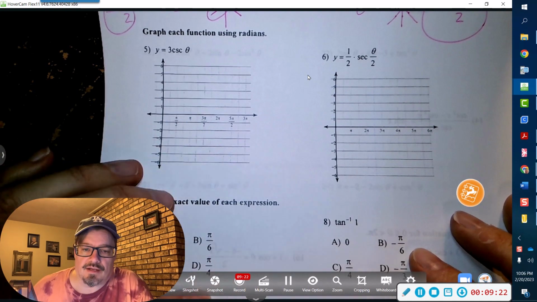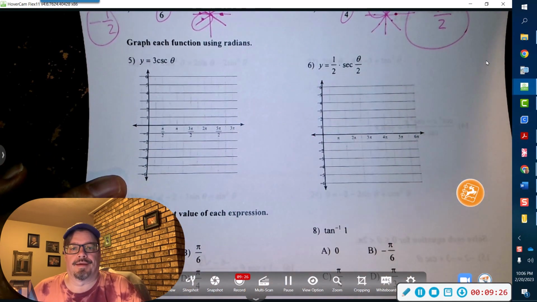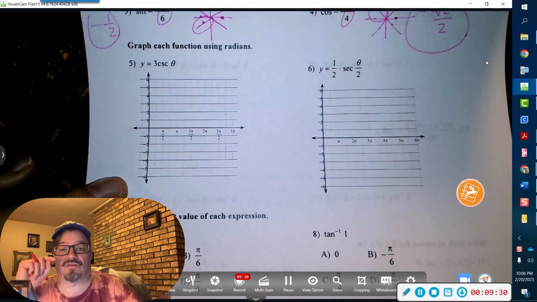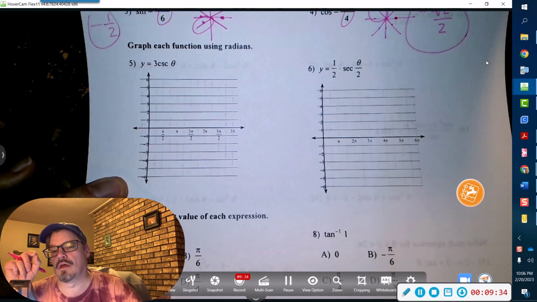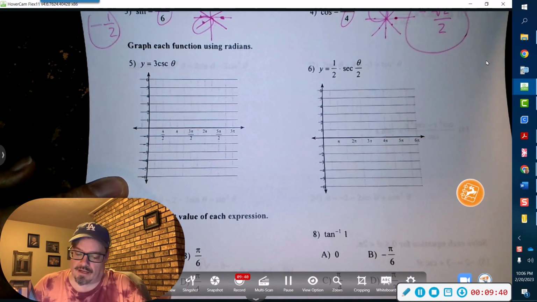All right, we're going to go ahead and do 5 and 6 here for the last one. Now I'm going to graph cosecant. This is a reciprocal function, so it's going to look funky. What I want to do is graph what it's related to, what it's a reciprocal of. It's a reciprocal of sine.